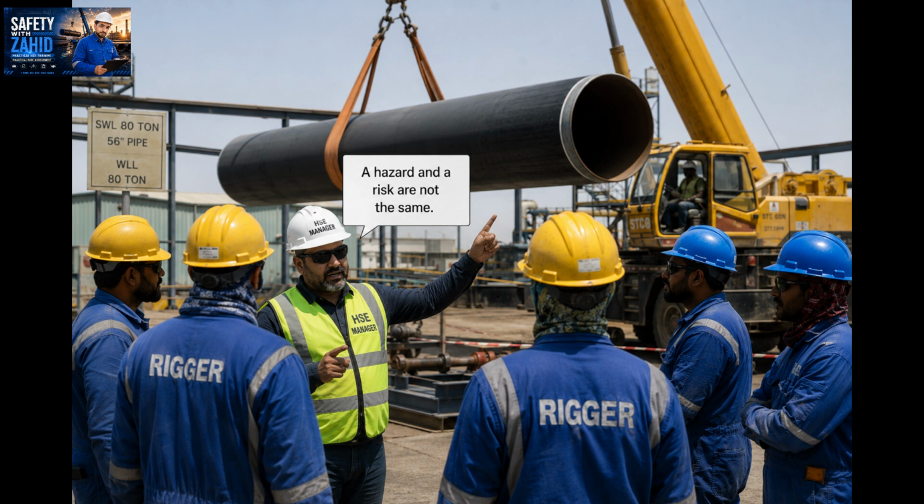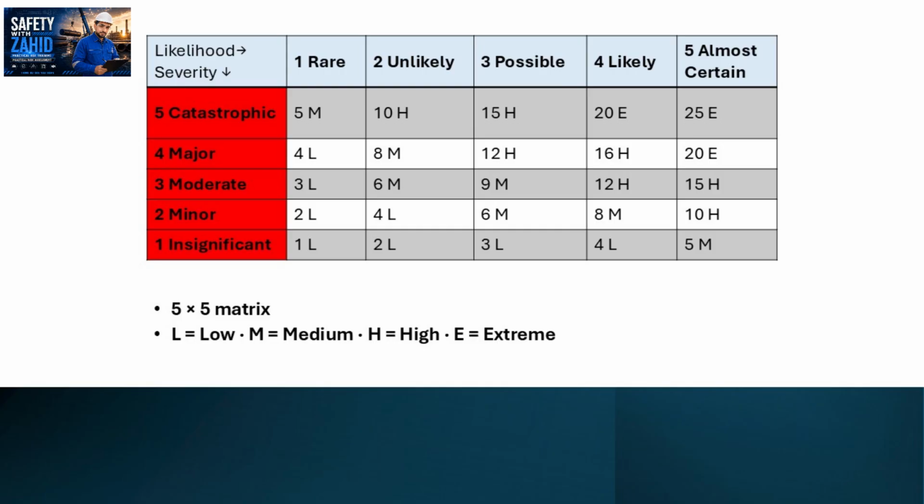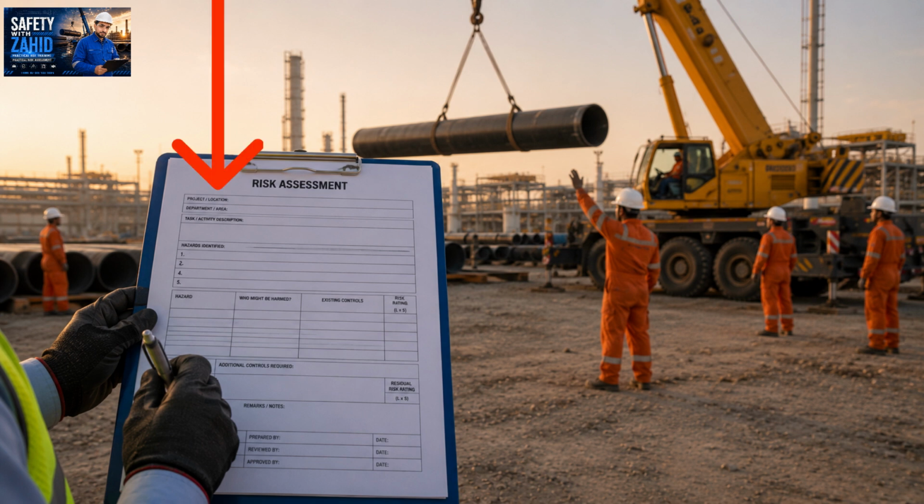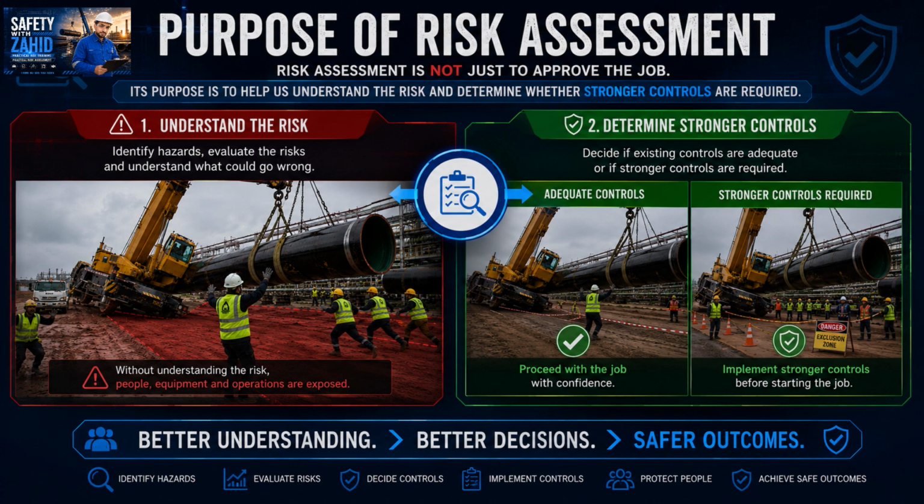This does not mean that we change the score simply because we want the job to proceed. The rating must honestly reflect the actual exposure and possible consequences. A risk assessment loses its value when people deliberately select low scores just to make the activity appear acceptable. The purpose of the risk matrix is not to approve the job. Its purpose is to help us understand the risk and determine whether stronger controls are required or not.